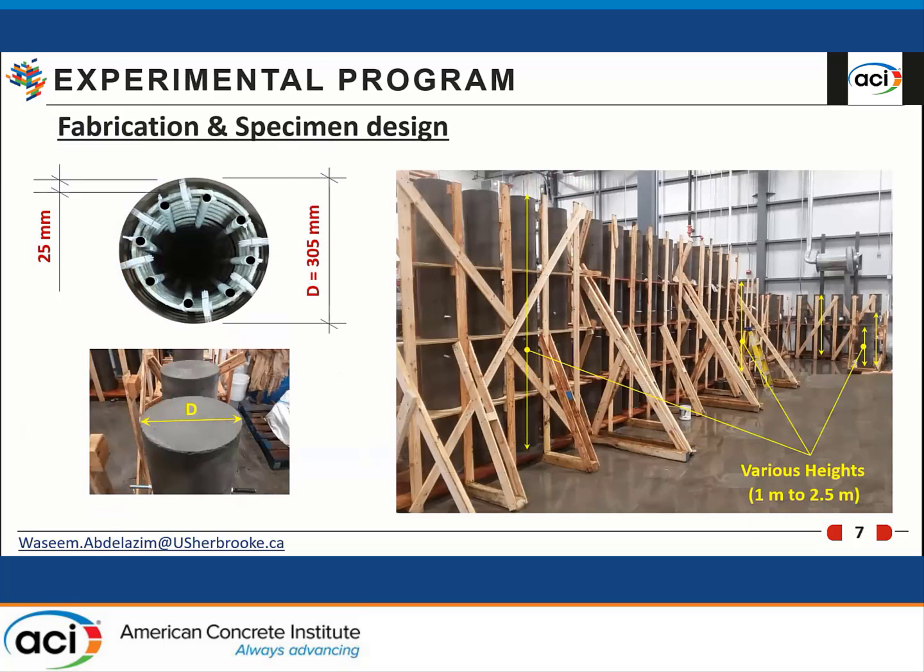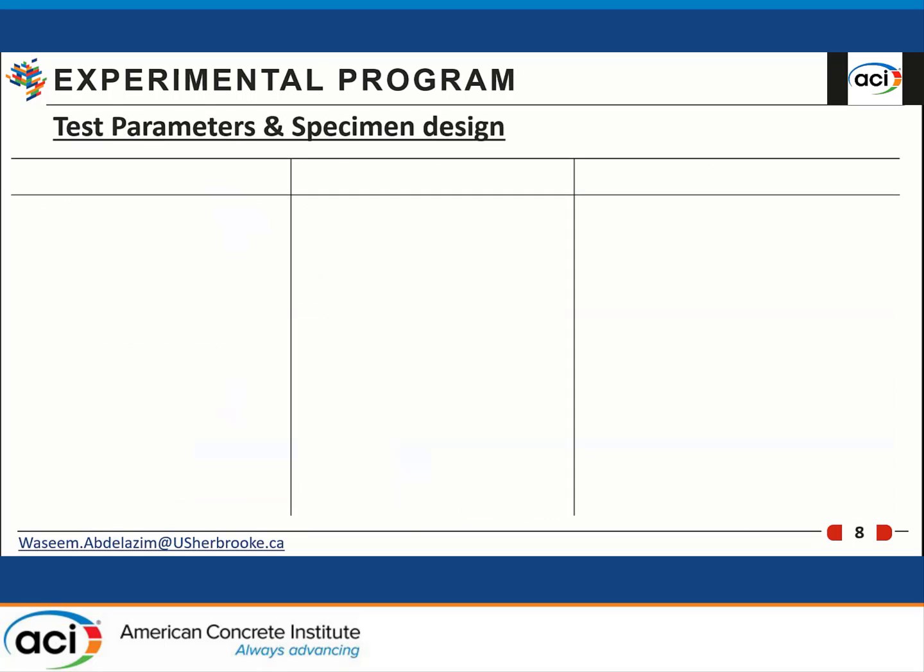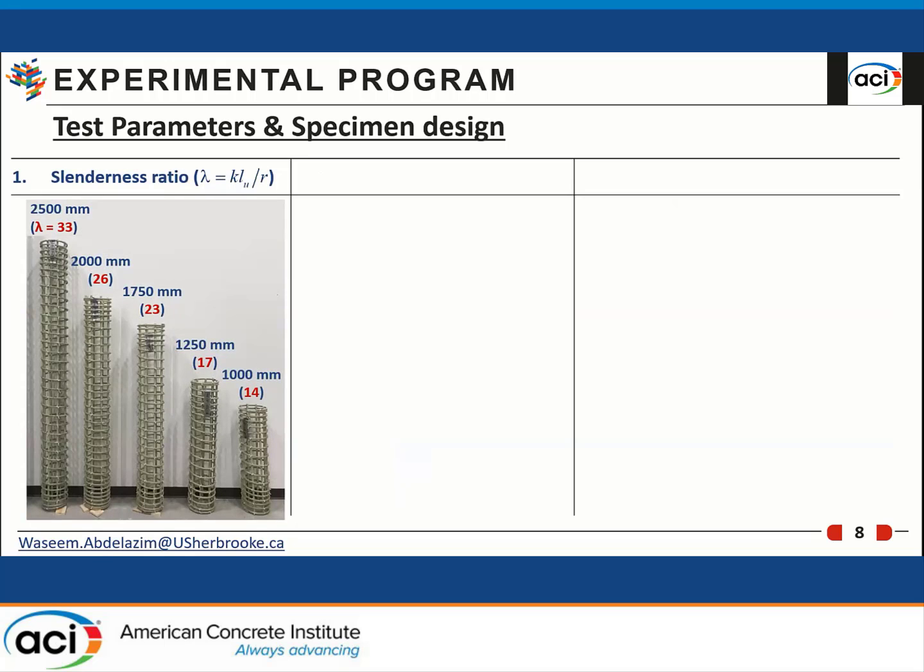All tested columns had the same diameter of around 300 millimeters with different column heights, ranging from 1 meter up to 2.5 meters. And 6 test parameters were investigated in this study. The first parameter was the slenderness ratio in terms of 5 different column heights, in which the slenderness ratio ranged from 14 up to 33.